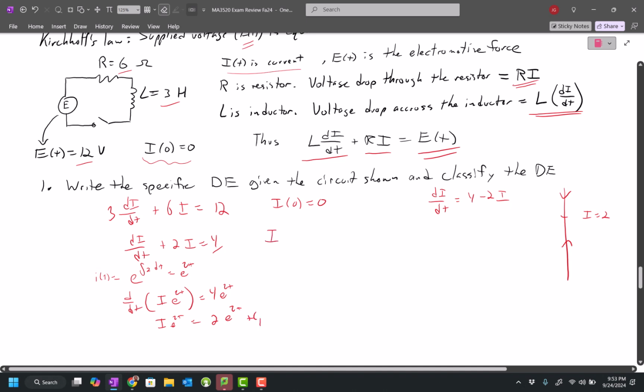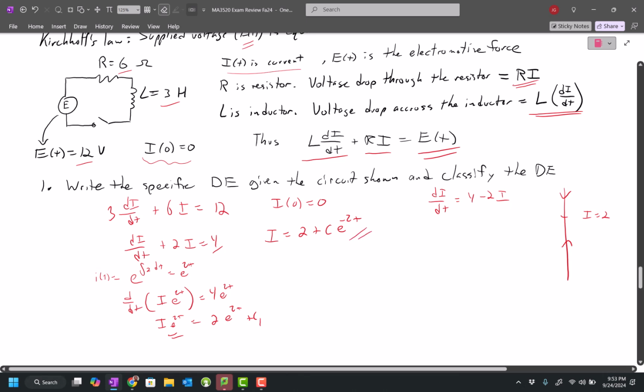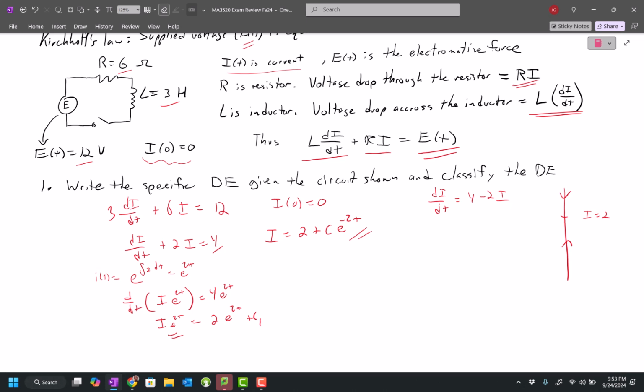And if I multiply through by e to the negative 2t to solve for I, I get I equals 2 plus some constant times e to the negative 2t. And this should be my general solution. Note in that general solution that as t increases, that second term goes to 0, and my current should approach 2, just like I can see from my phase portrait.